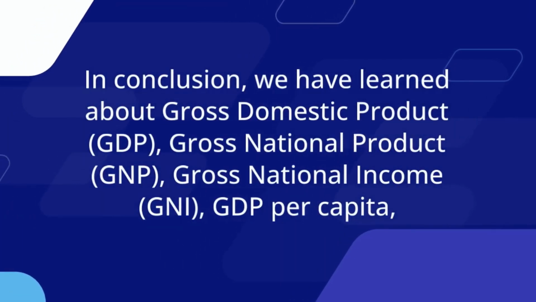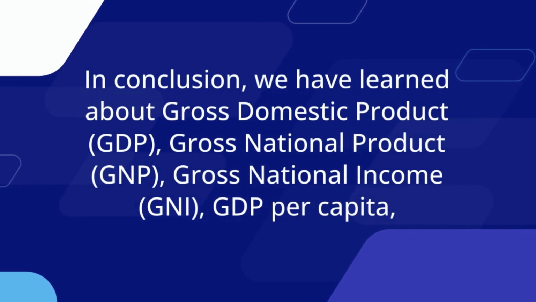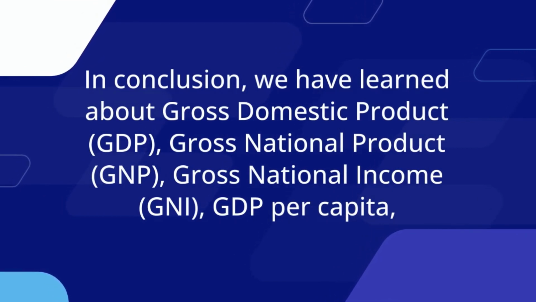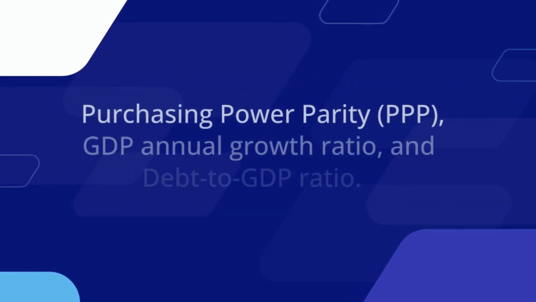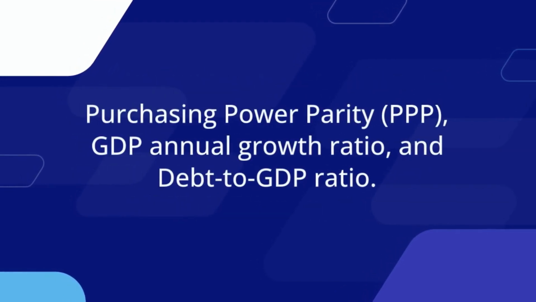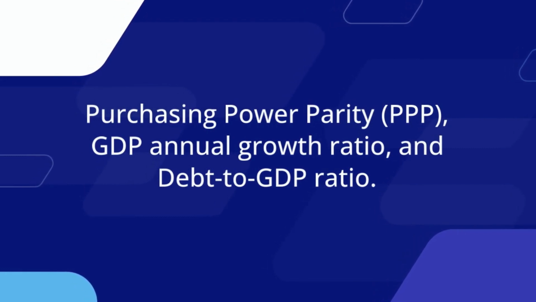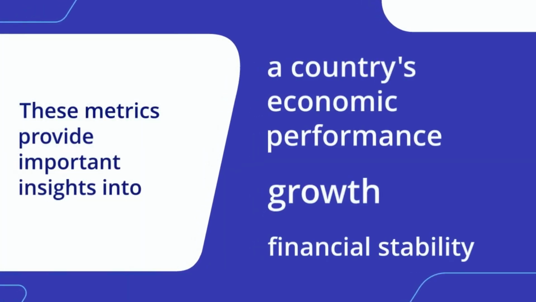In conclusion, we have learned about gross domestic product, GDP, gross national product, GNP, gross national income, GNI, GDP per capita, purchasing power parity, PPP, GDP annual growth ratio, and debt-to-GDP ratio. These metrics provide important insights into a country's economic performance, growth, and financial stability.